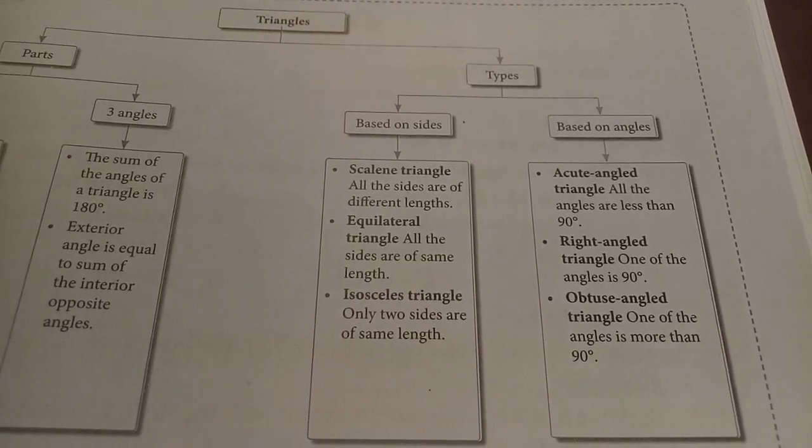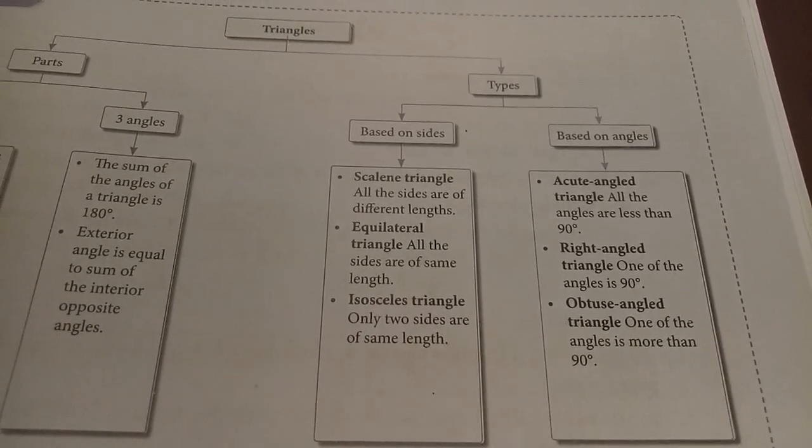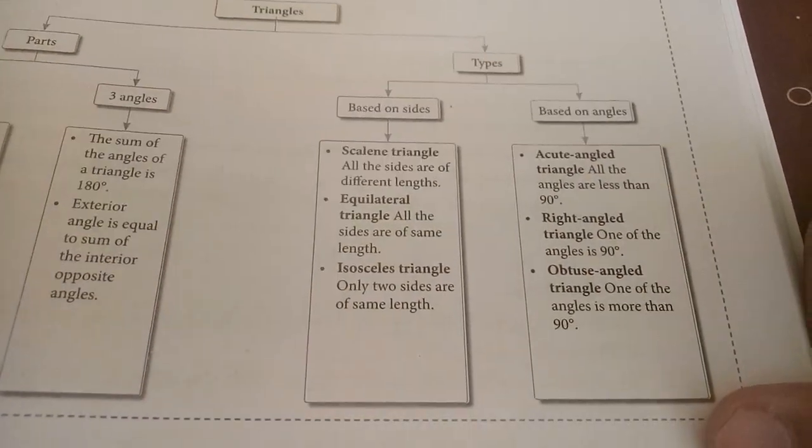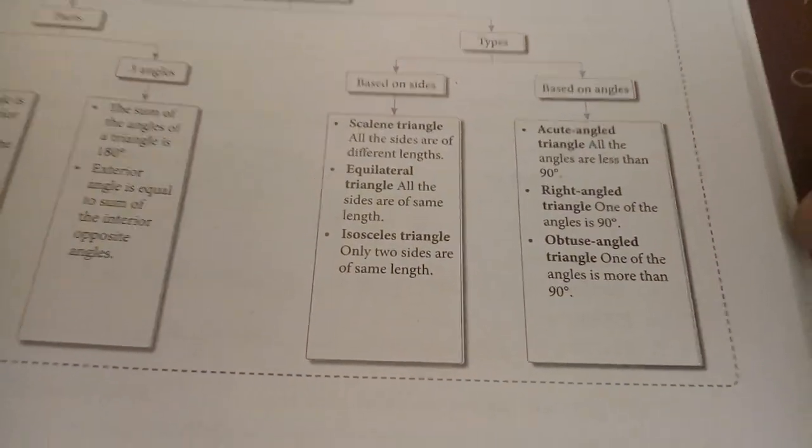Two sides equal is isosceles; in equilateral, all sides are equal; in scalene, no side is equal. Based on angles: acute angle triangle, all angles are less than 90; right angle triangle, one angle is 90; obtuse angle triangle, one angle is greater than 90.